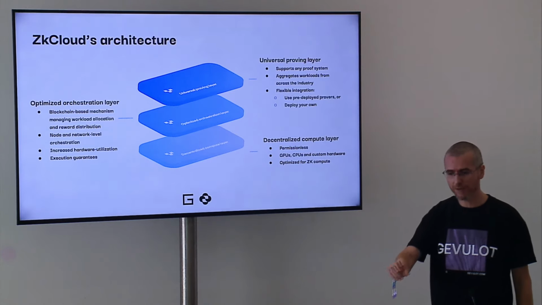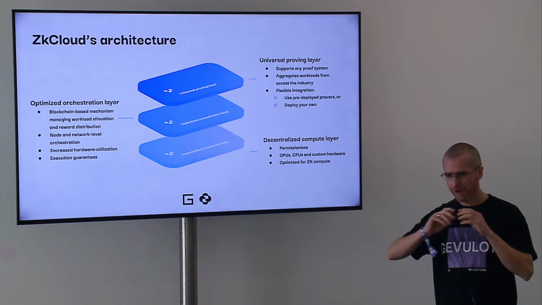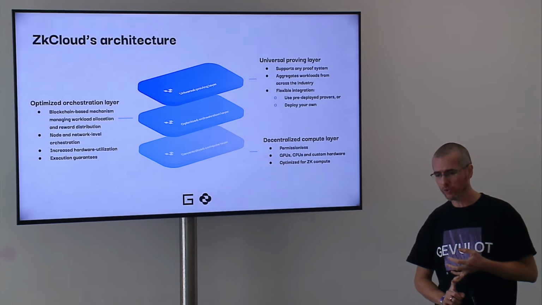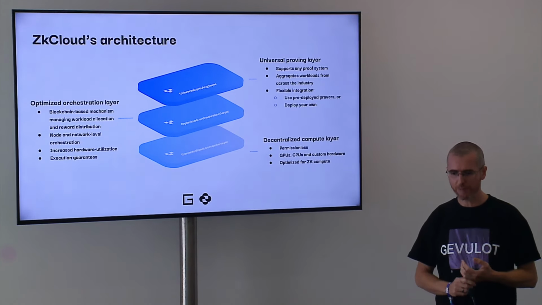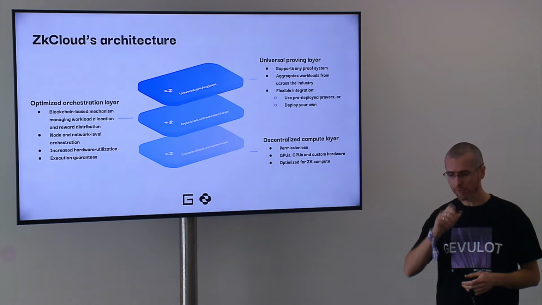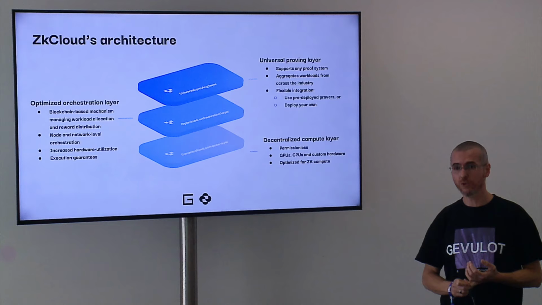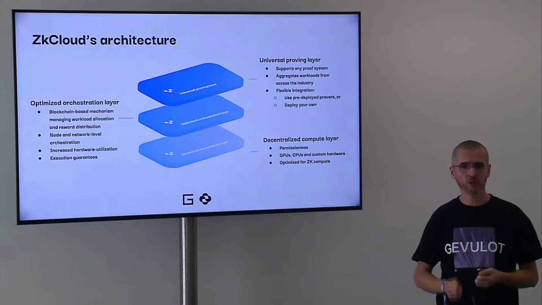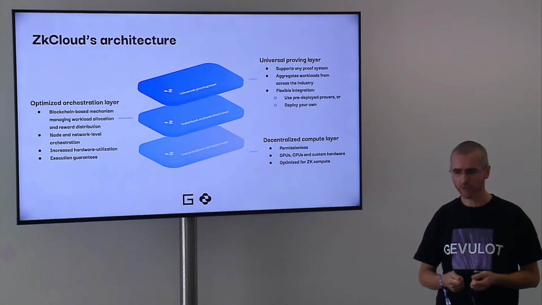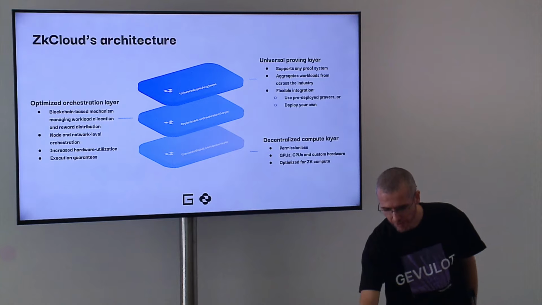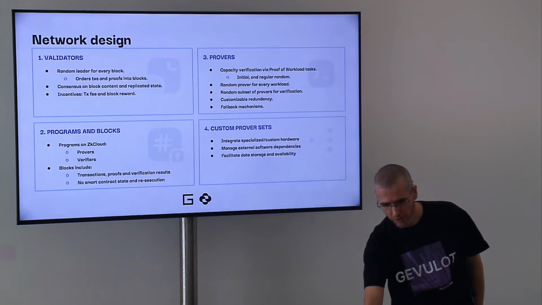And then, as I mentioned, we have a compute layer at the bottom, with permissionless entry for GPU nodes, CPU nodes, and also custom hardware. The Fabric team is also here. They are building this general purpose processing unit, which seems very interesting. So we want to allow easy integration of such exotic hardware in the network as well. And all of this is optimized for ZK compute.